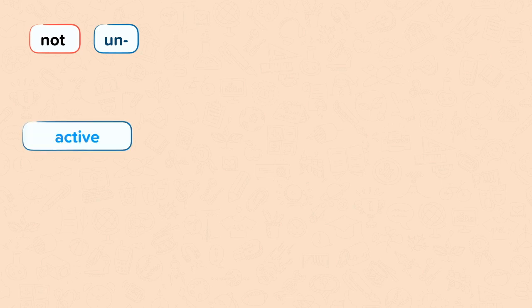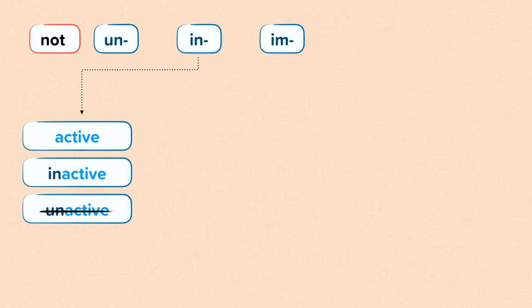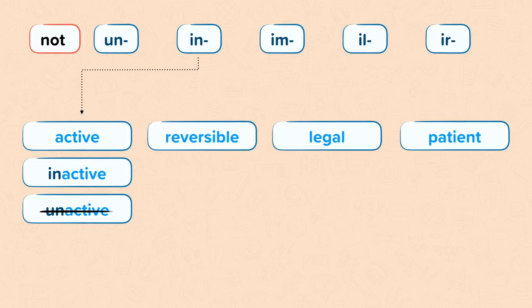We'll look here at the root word active. To change the word to not active, we need to add the prefix in to get inactive. Unactive is not actually a word. The prefix here is in. So you need to be careful when choosing the right prefix. So here are some other common prefixes which also mean not. We've got im, ill and ir. And now I'm going to give you some root words and 15 seconds to match the right prefix to the root word. Off you go.